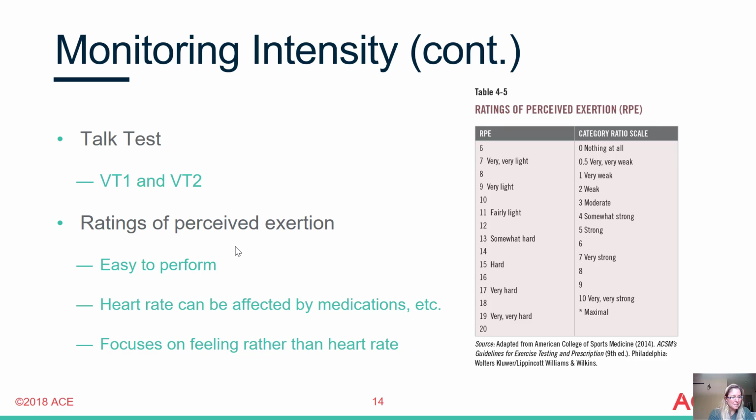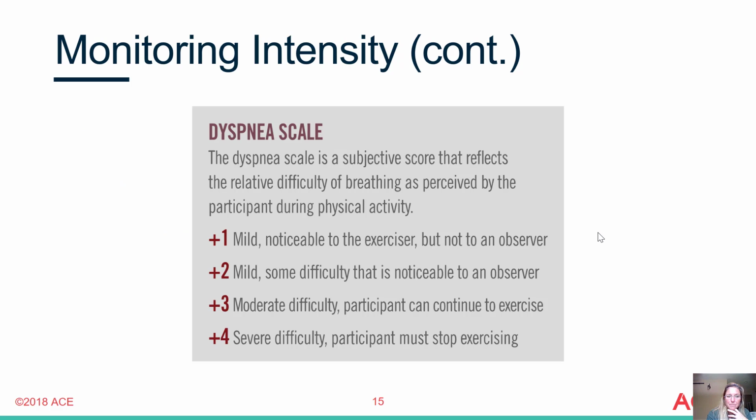So an appropriate intensity range for increasing cardiorespiratory fitness within this 0 to 10 scale is between 3 and 5. So we want them to feel somewhere between a 3 and a 5 while they're doing exercise. So the RPE scale is another popular method that we use to monitor intensity.